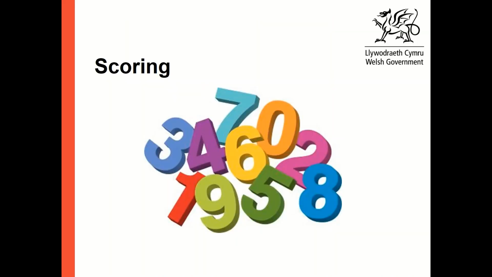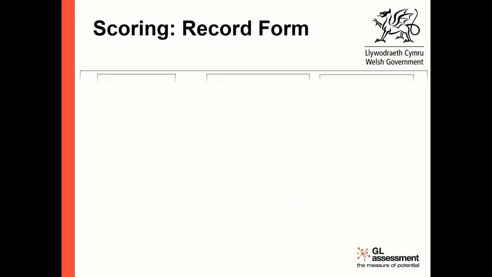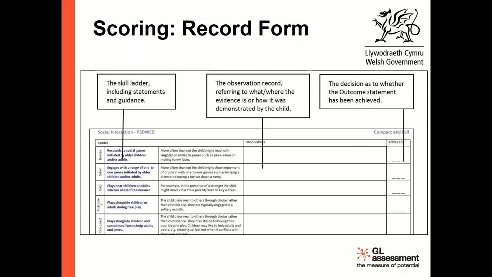This section explains the scoring system. The record form is an optional part of the foundation phase profile. You can use it to record brief notes of your observations and evidence against each statement. The record form is for use in the setting only. Use your professional judgment as to what evidence you need to keep.